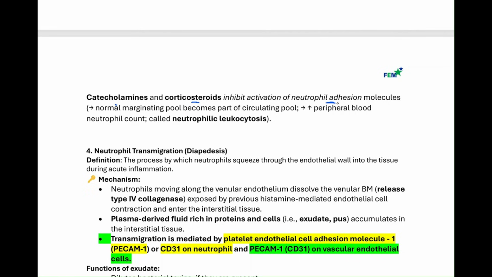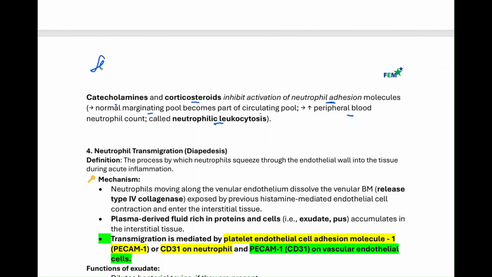So by inhibiting adhesion molecules, that means the normal marginating pool will become what? Circulating pool. And that will lead to an increase in peripheral neutrophil count because of demargination. So they're going to have neutrophilic leukocytosis.